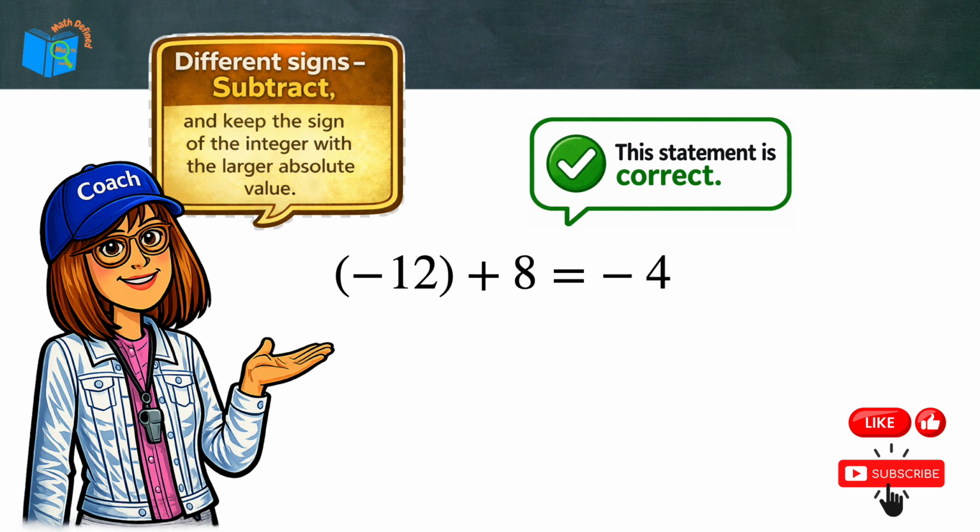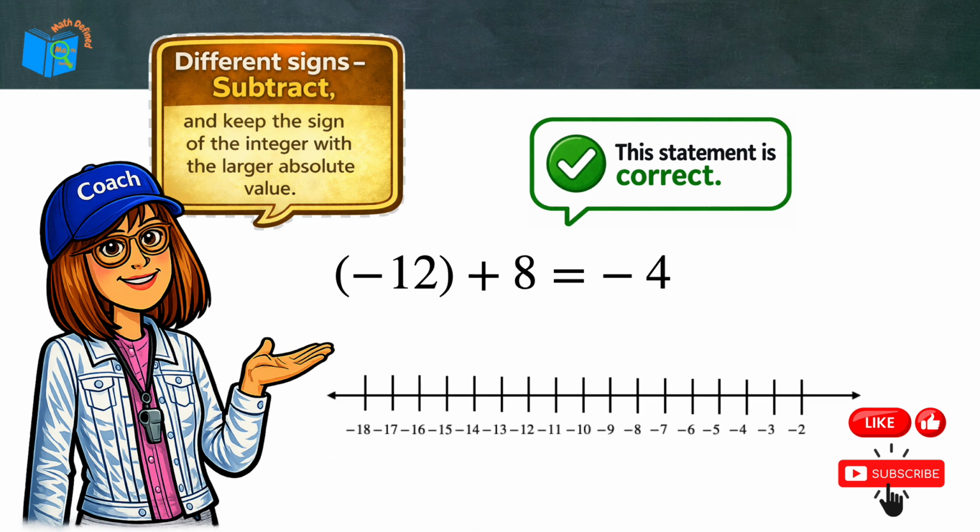But let's take it a step further and prove it using a number line. Starting at negative 12, we'll move positive 8 units to the right, and that will land us at negative 4, proving that the statement truly is correct.